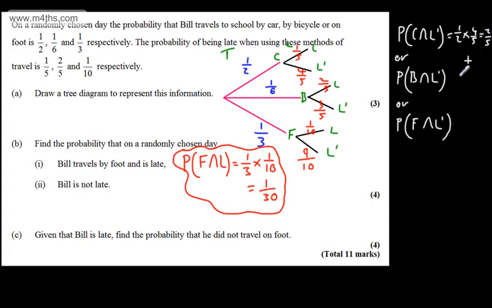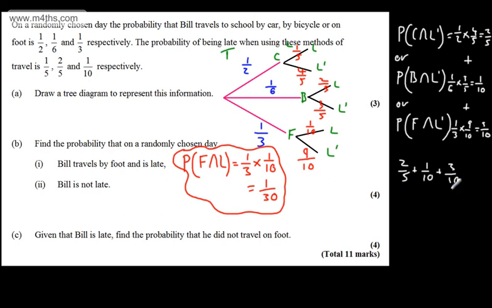Then I'm going to add to that bicycle and not late. So we've got 1/6 multiplied by 3/5. That's going to give me now 1/10. So let's just write that in, 1/10. And then I'm going to add to that now foot and not late, 1/3 multiplied by 9/10, which is going to give me now 3/10. Let's write that in. So that's going to be 3/10, and we can add these together. So 2/5 plus 1/10 plus now 3/10. That's going to give me now in total what we're going to have here.